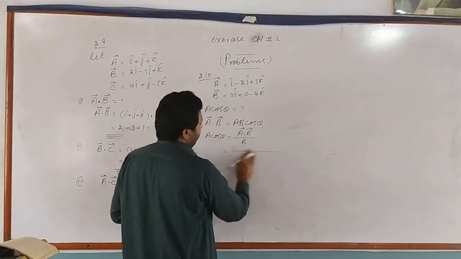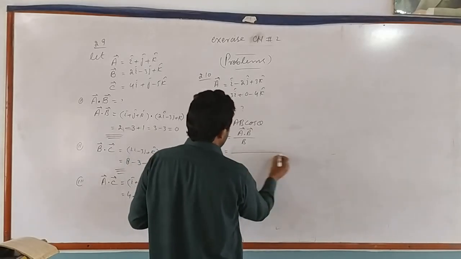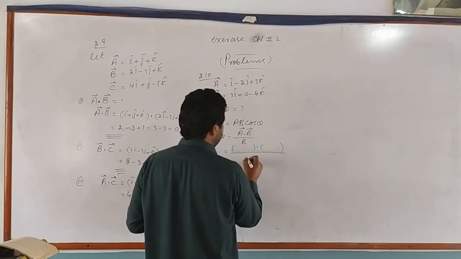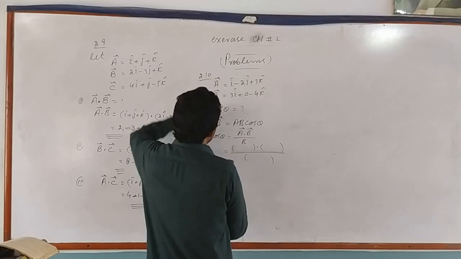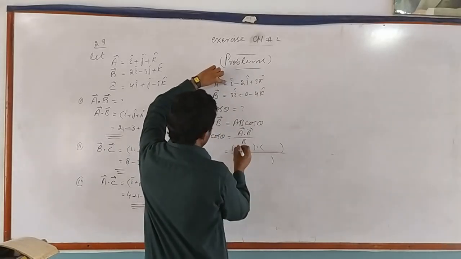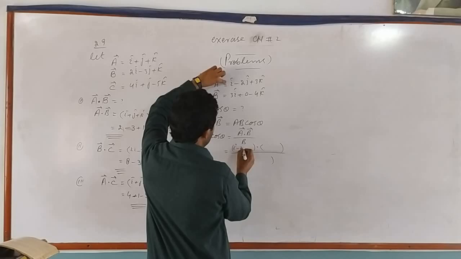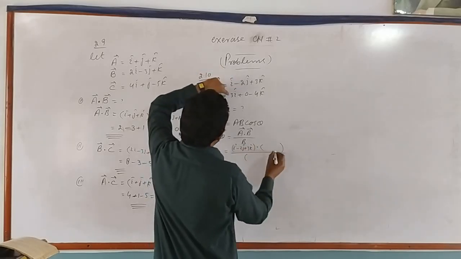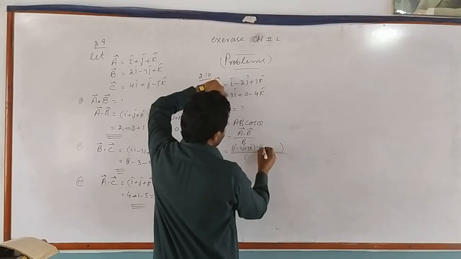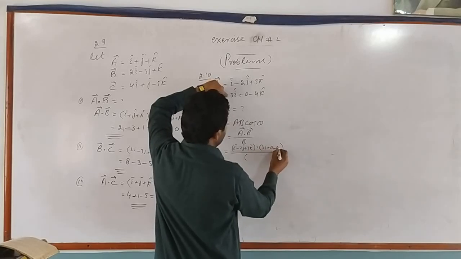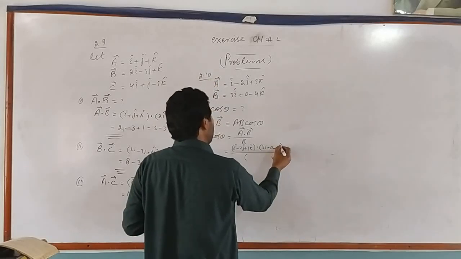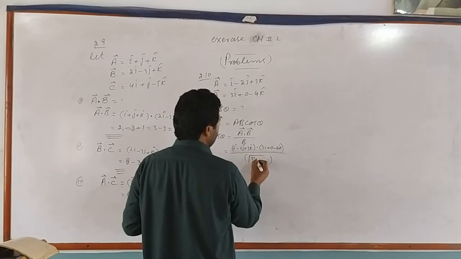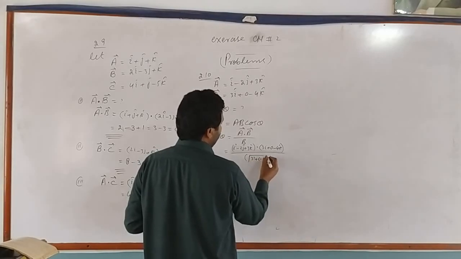of vector A, vector B and magnitude of vector B in these brackets, vector A with values i unit vector minus 2j plus 3k unit vector, and vector B with values 3i plus 0 minus 4k unit vector. Magnitude of vector B will be found by the Pythagorean theorem, means 3 square plus minus 4 square.